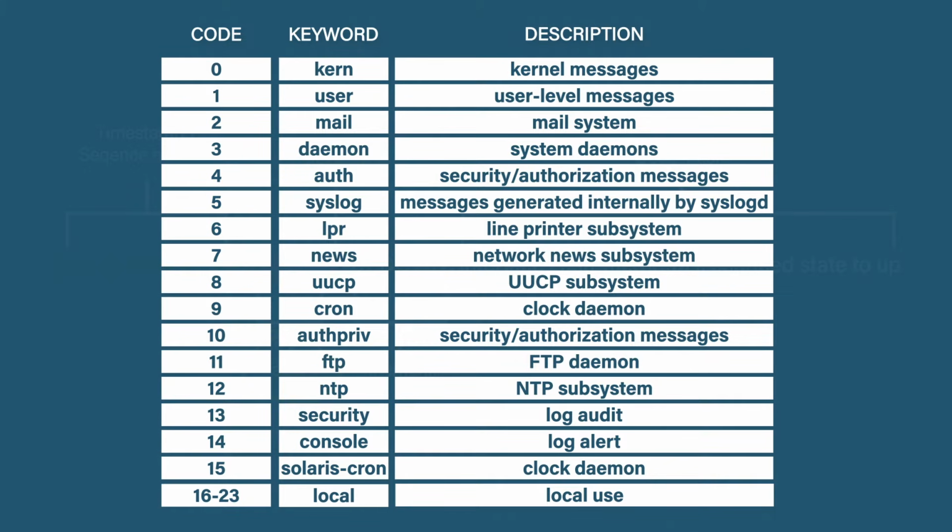Because Syslog was adopted early by Unix systems, these facility codes are mostly Unix-based. For example, if a Unix kernel generated a message, the facility would be kern. If an authentication message was logged, the facility may show auth. You'll notice there aren't many network-related facilities. At the bottom, we have 16 to 23 local use. These are undefined custom values that are generally used for network devices.